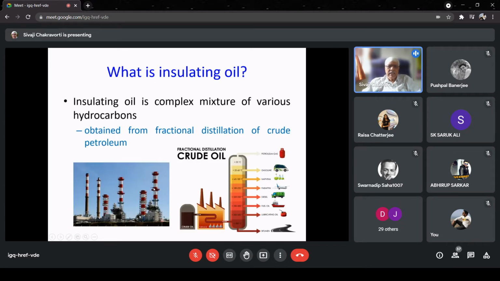So first of all, I told you what insulating oil is. As I said, it is an organic material obtained from fractional distillation of crude petroleum, and quite obviously, it is a complex mixture of a lot of hydrocarbons.